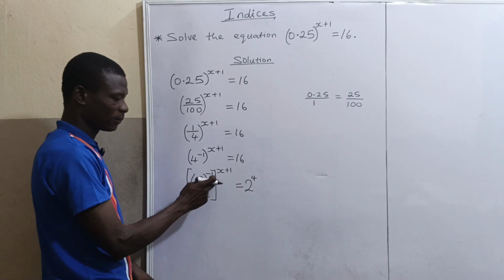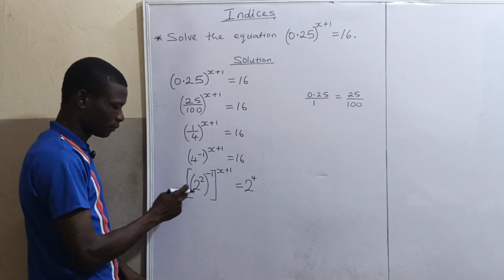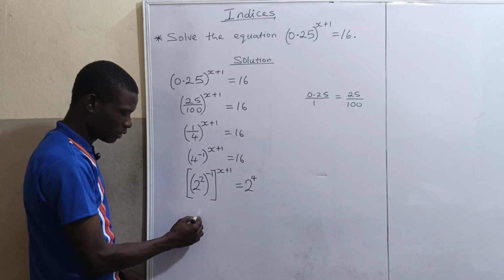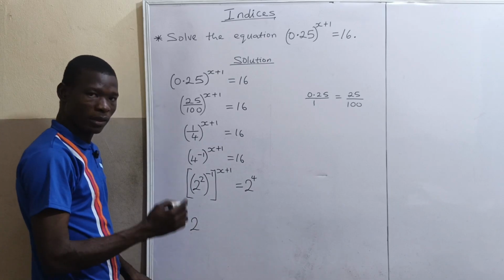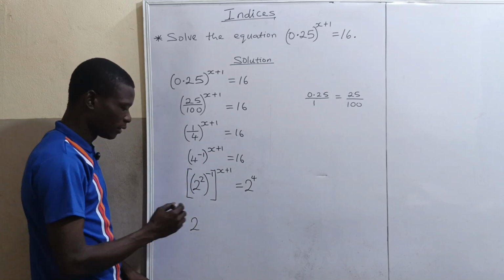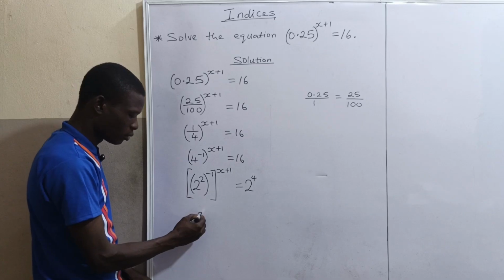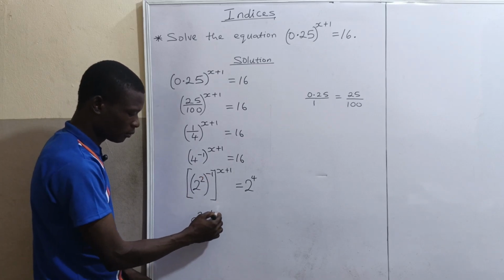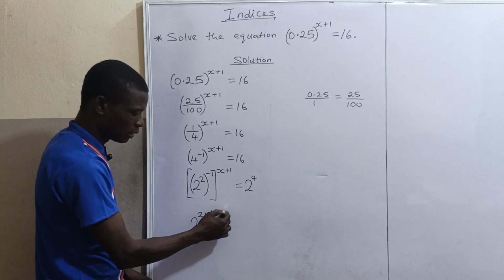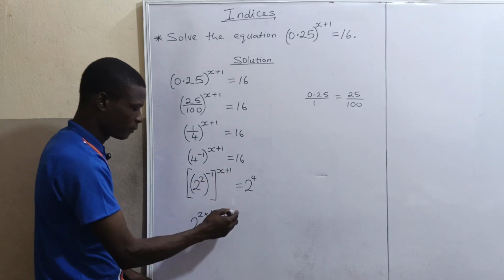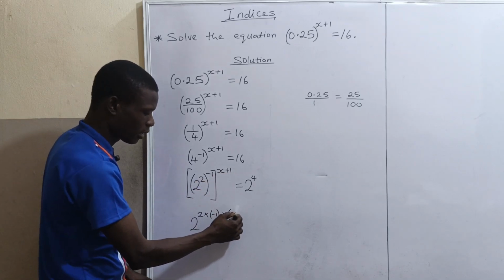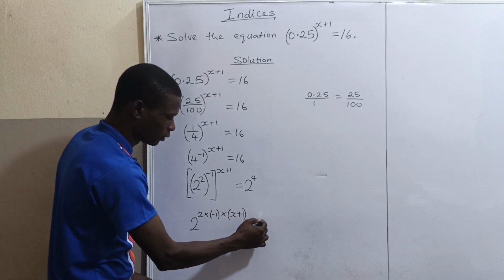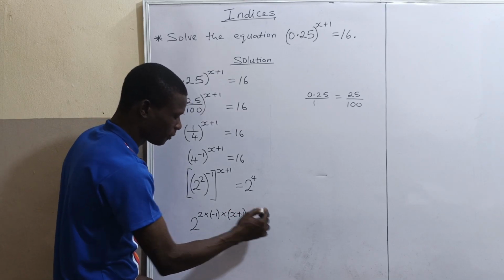Okay, so we are going to have to expand this bracket one after the other. 2 raised to power 2, then raised to power negative 1. That is 2 raised to power, according to one of the laws of indices, this 2 will multiply this negative 1. And again, together multiply x plus 1 equals 2 raised to power 4.